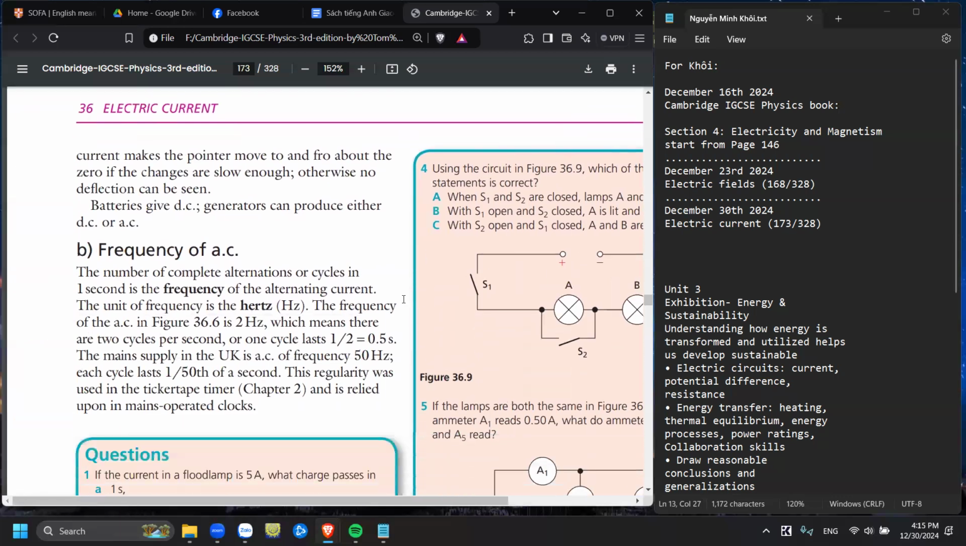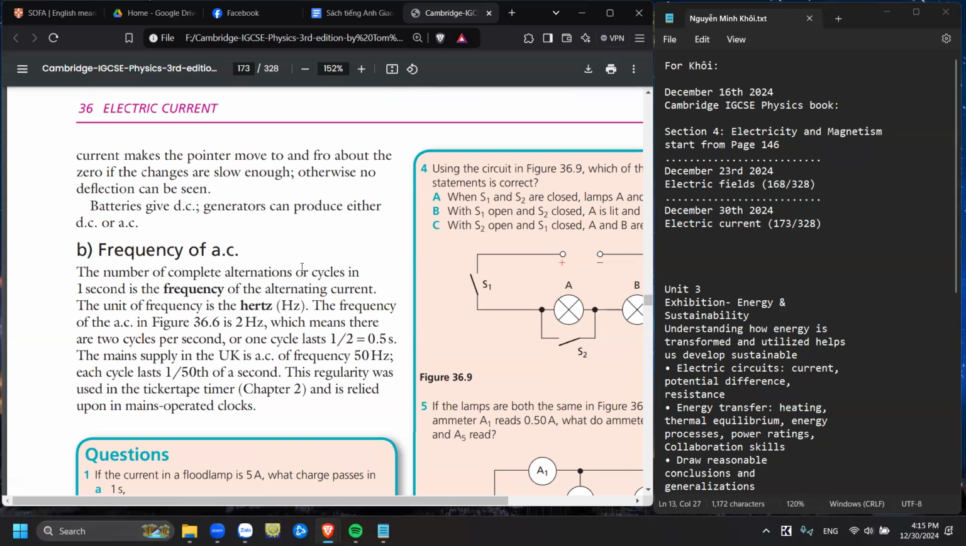Now, okay, let's move to the next part. They say batteries only give you direct current. It only goes one way, okay? But if you have a generator, it can produce DC or it can also produce AC as well.